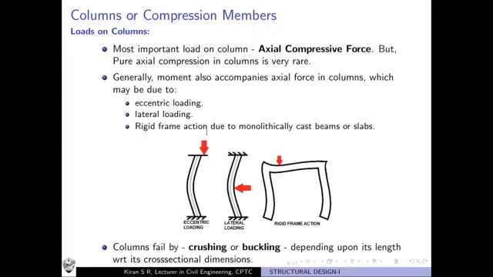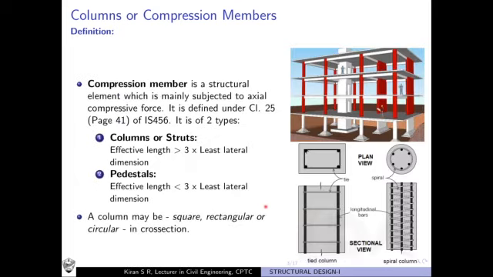The third reason is the rigid frame action due to the monolithically cast beams or slabs. You see this figure, a framed structure here. The columns will be tied together by beams. If you observe, the beams are cast monolithically with columns. So columns and beams will function as a single entity. There is no joint or anything in between columns and beams. They will be cast monolithically, so at the junction, they will behave as a single entity.